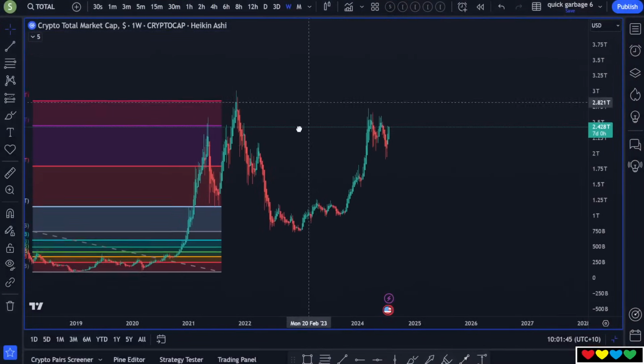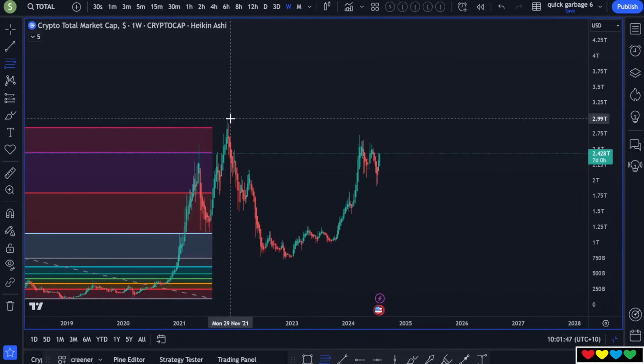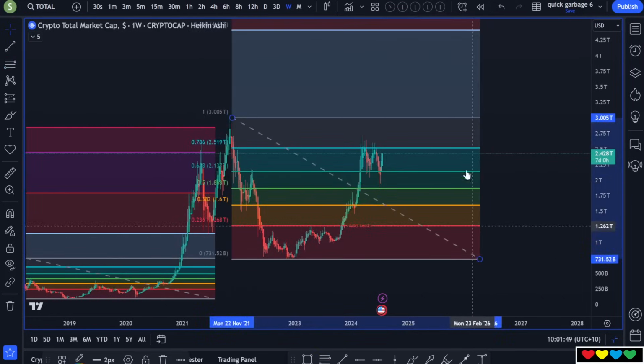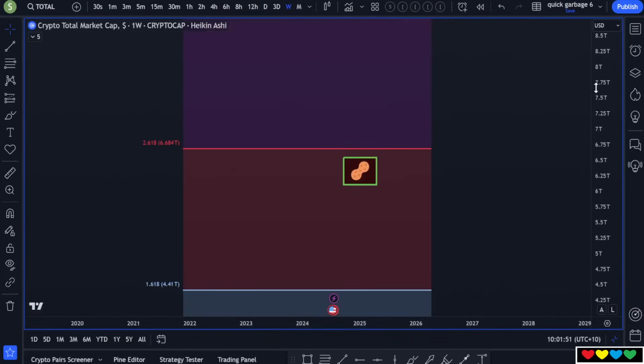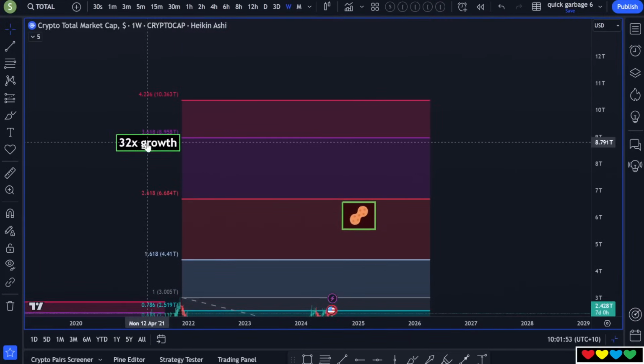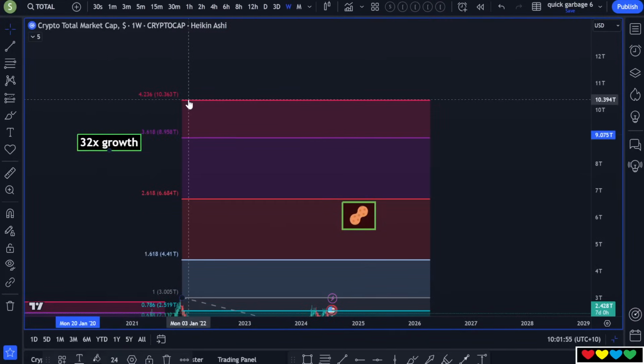All right, what if we did another one? This is not using log, okay? So just a linear chart. Where would a 4.236 extension hit? It is 10 trillion, okay? So it is 10 trillion here.